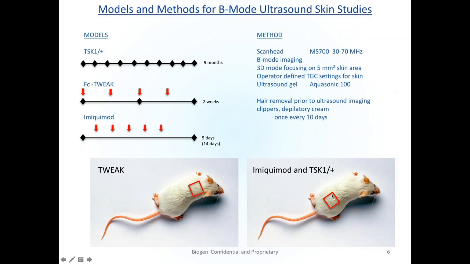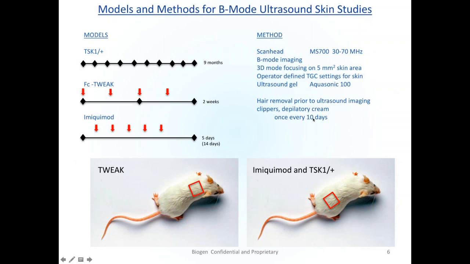TSK1 is genetic, so there are aberrations in all the tissues of the mouse, but the data that we collected, again, is from the lower back. And so skin, as we'll see in the next slide, is anatomically different depending on what location of the body you're focusing on. So a couple of details about the method.